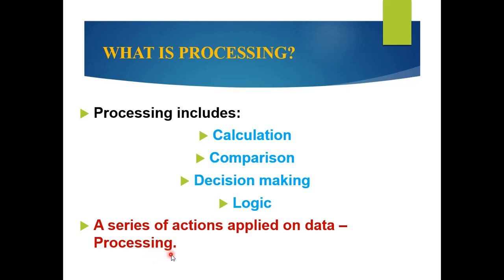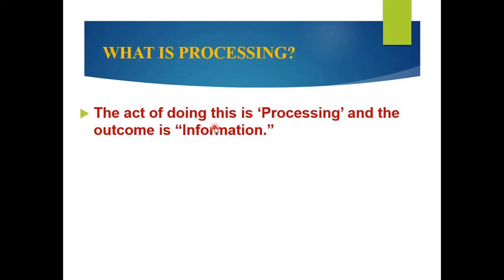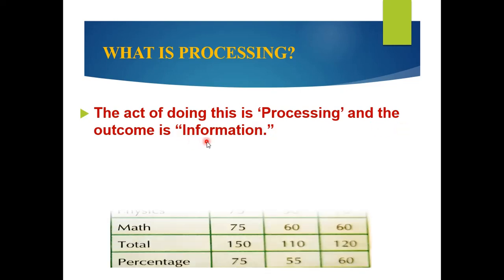So what is meant by processing? A series of actions applied on data is called processing. The act of doing this is processing. After processing, what will happen? The computer will give the desired result in the form of output, and the output is called information.